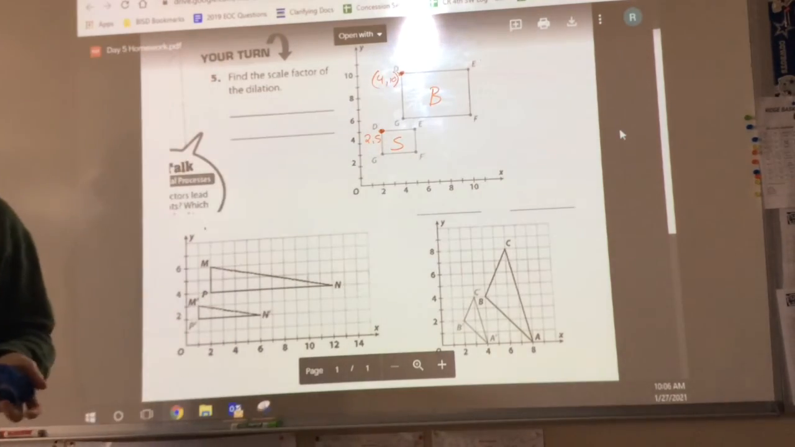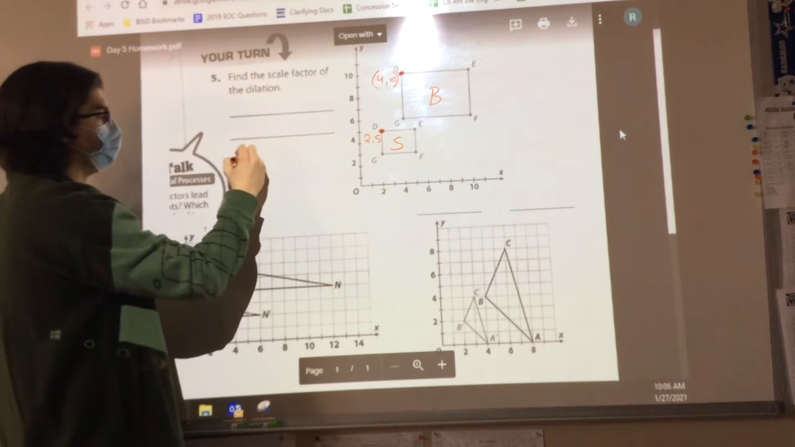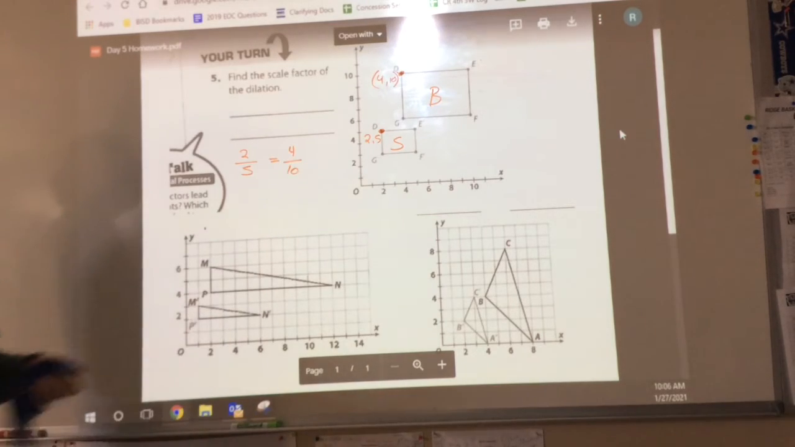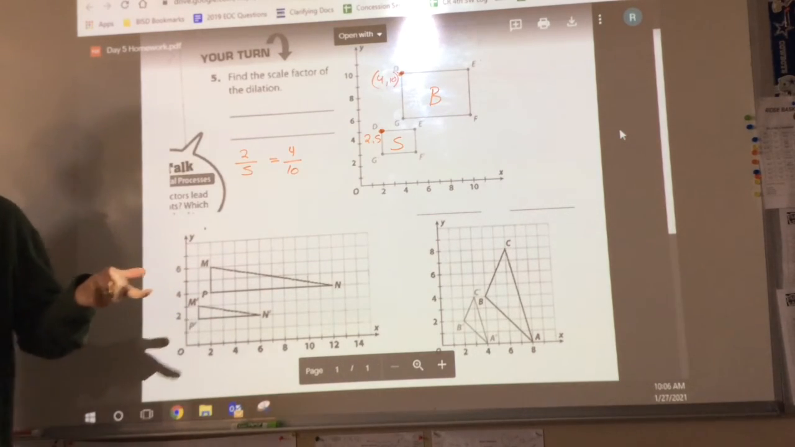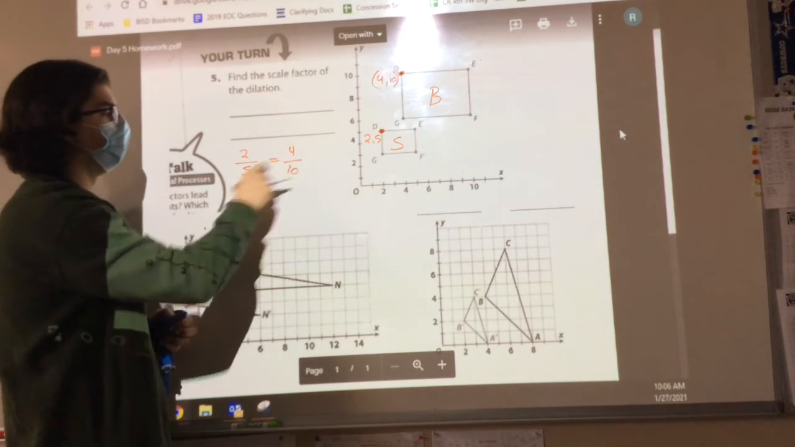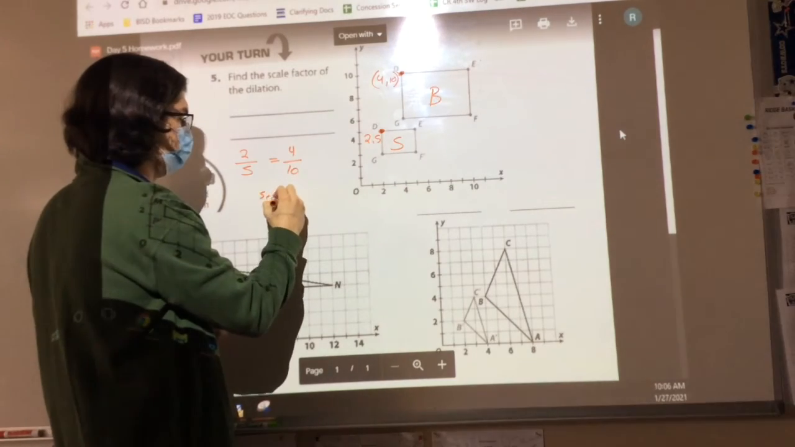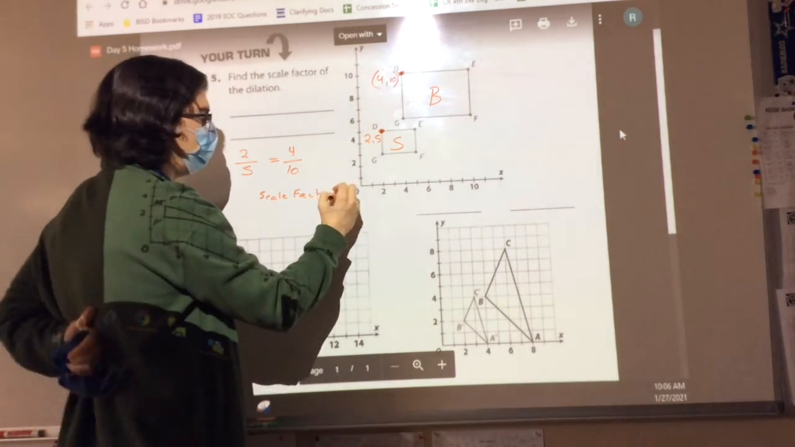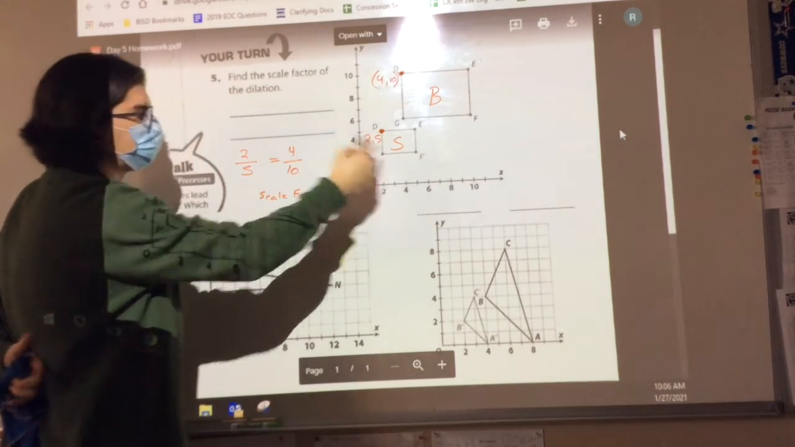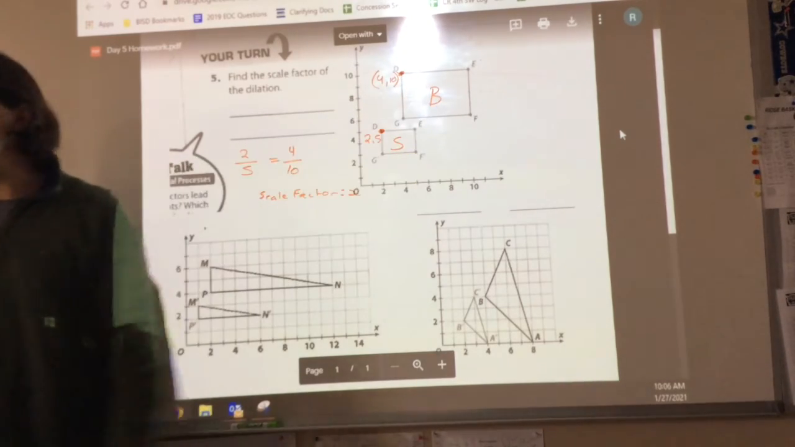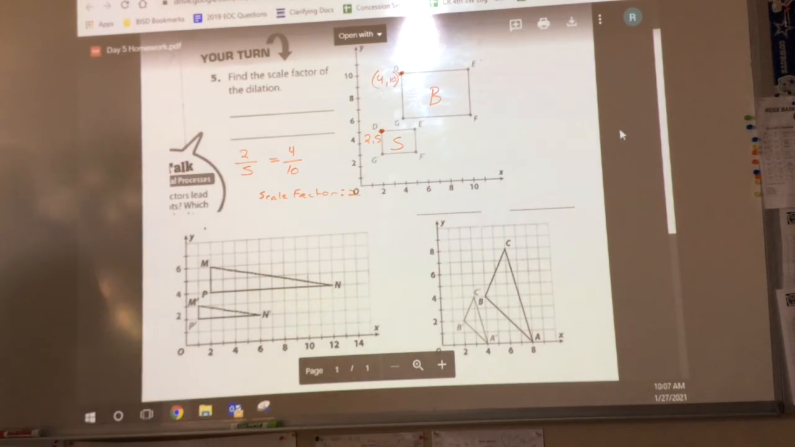Okay, so 2 ways that we could go about solving this. Number 1, I can write this as 2 over 5 is equal to 4 over 10. And we could all figure out that we're multiplying by what? 2. 2 times 2 gives us 4, 5 times 2 gives us 10. Are we okay with that? So my scale factor is 2. And that means that no matter what point I pick on this smaller figure, if I multiply it by 2, it's going to give me the larger one. What would I have to do if I wanted to go from the big one to the small one? Divide by 2 or multiply by a half. Do we agree with that? They both work out the same way.